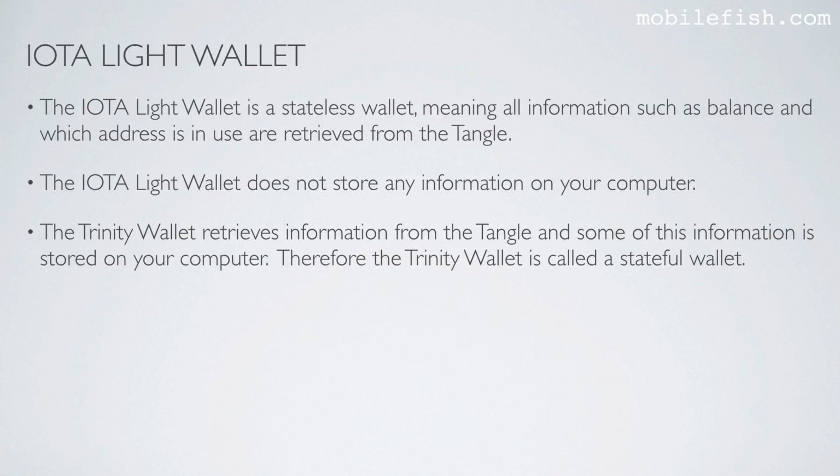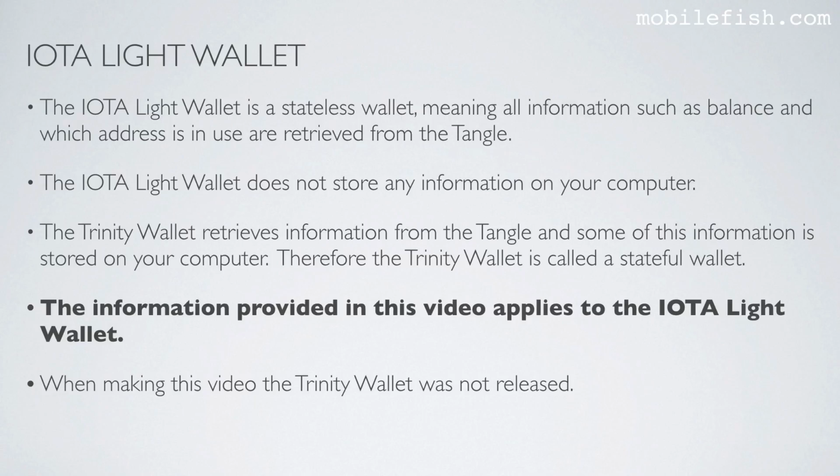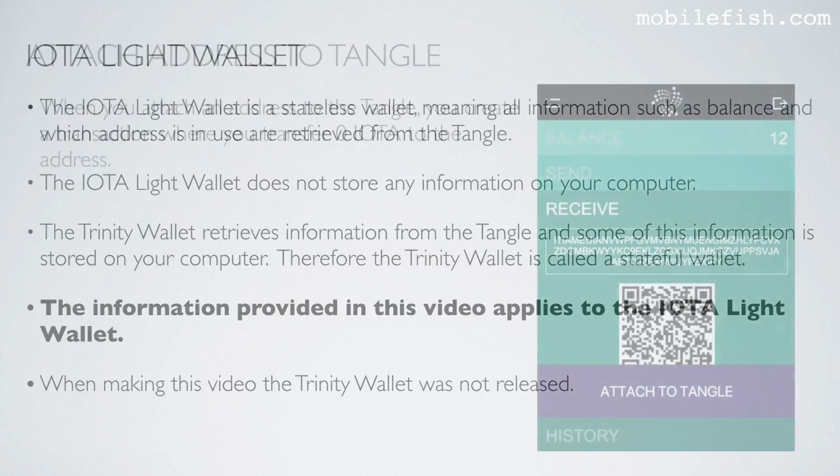The Trinity Wallet retrieves information from the Tangle, and some of this information is stored on your computer. Therefore, the Trinity Wallet is called a stateful wallet. The information provided in this video applies to the IOTA Light Wallet. When making this video, the Trinity Wallet was not released.